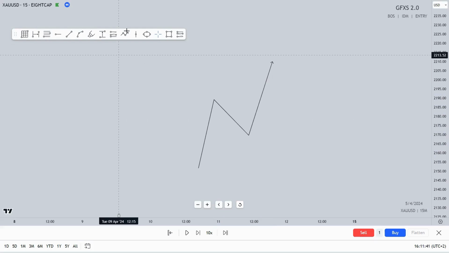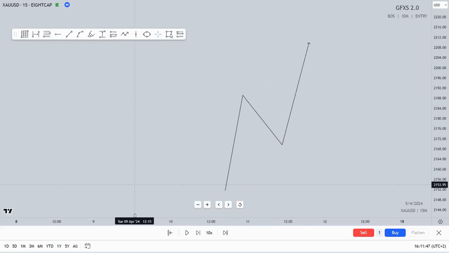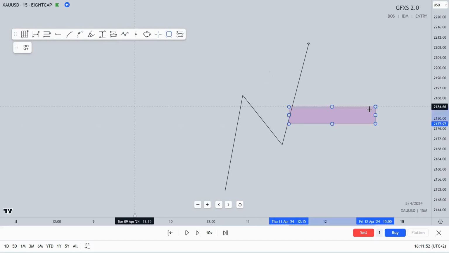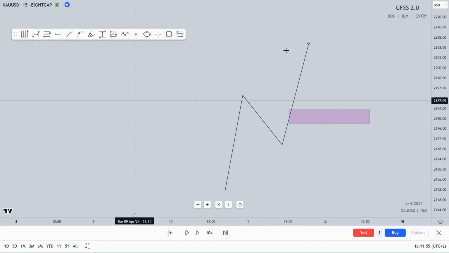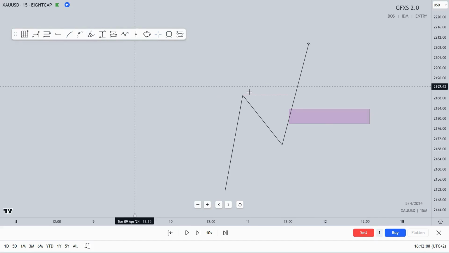From the ICT mentorship, what I liked was the idea of taking trades based on the fair value gap. If you are taking trades based on the fair value gap, you need to make sure that the fair value gap is below the equilibrium. Suppose this is a break of structure, and then this is a valid high. Let's mark that again. This is a valid high and this is a valid low. So this is actually our trading range.